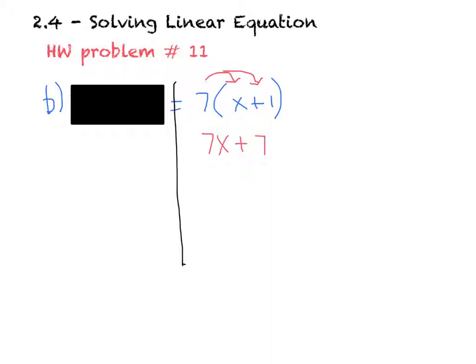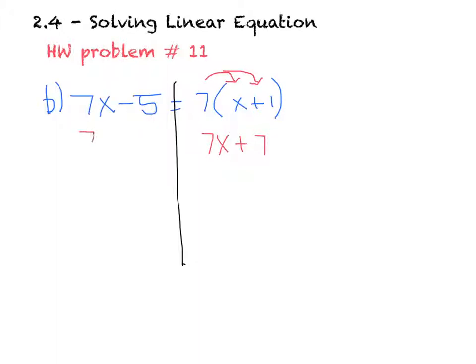So let's uncover this now and drop down the remainder of our problem. So 7x minus 5, and don't forget to drop down the equal sign. So we've simplified the problem.